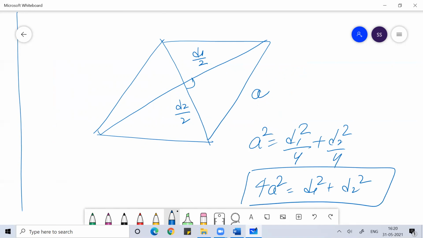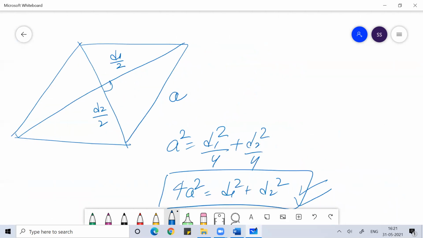Because in rhombus, the diagonals are perpendicular to each other and diagonals are not equal. So this formula is more important in case of rhombus than the area formula, half into d1 d2. In rhombus, all sides are equal, diagonals are not equal. Diagonals bisect each other and they bisect each other at right angle. In case of rectangle, the diagonals are not bisecting at right angle. In case of rhombus, the diagonals are bisecting at the right angle.